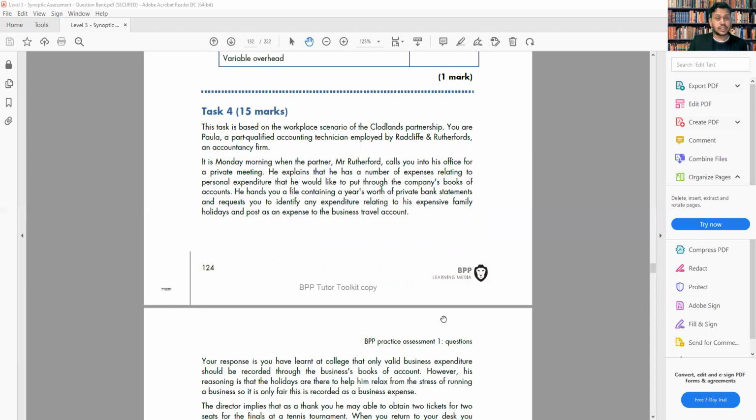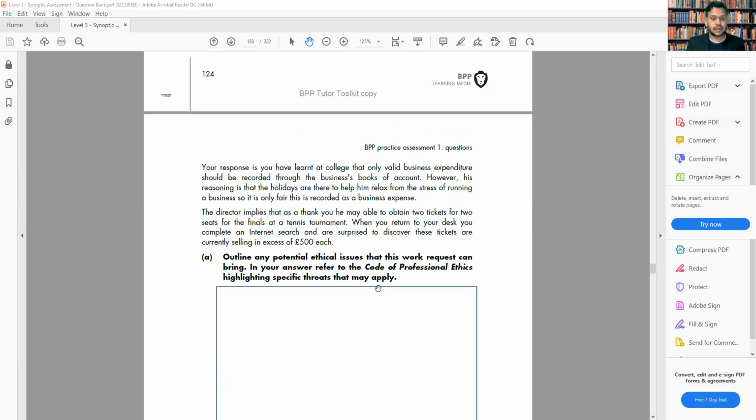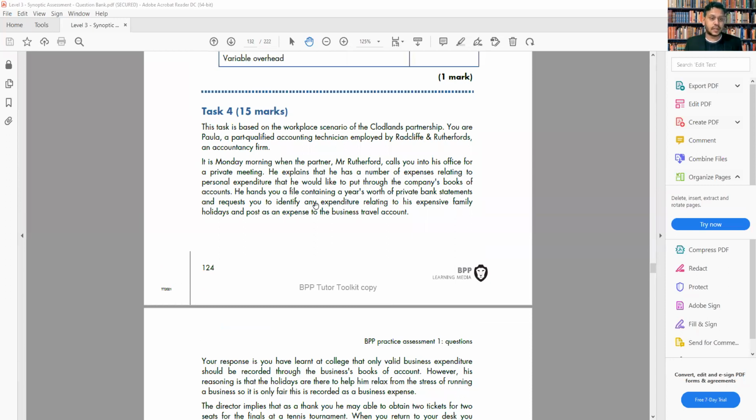Now let's move on to question number 4. That is the writing question. Think like we can write some bullet points. It's for 15 marks. We have to write a lot, remember. But you can read this question and try to make some bullet points of what you're going to write.